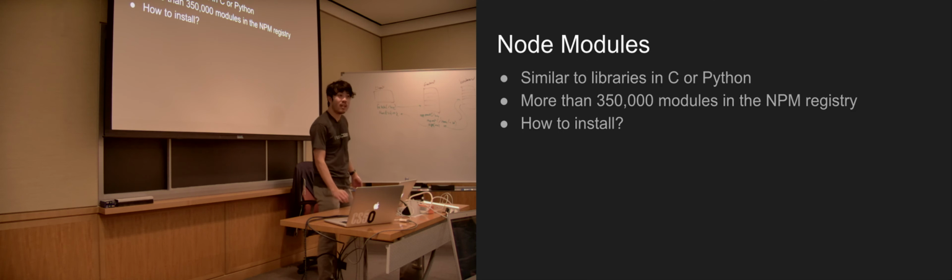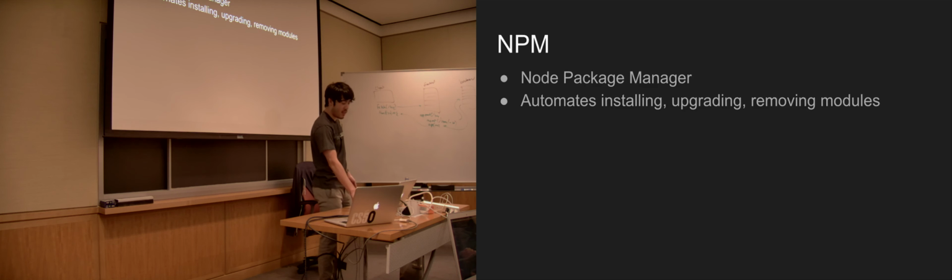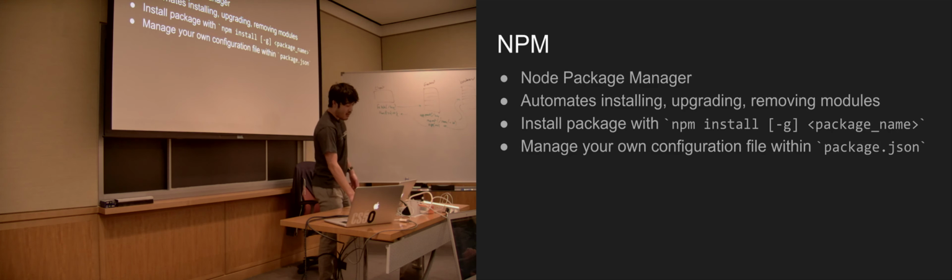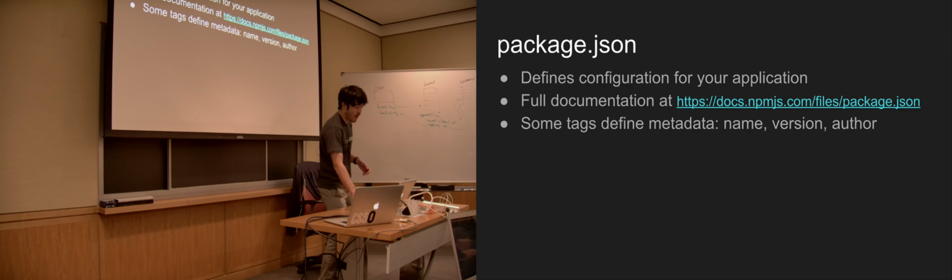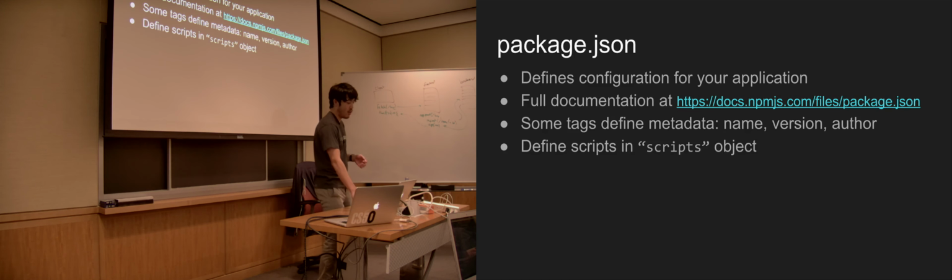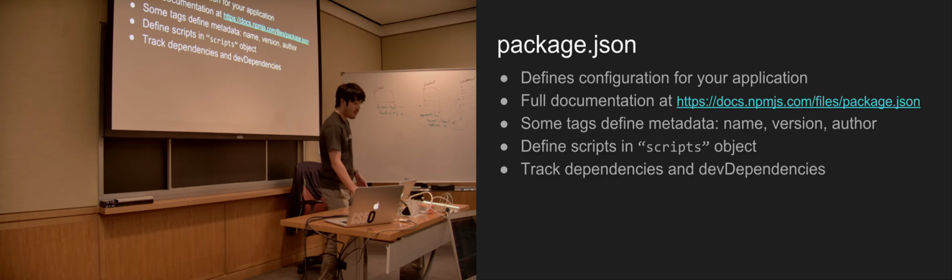How do we install them? With npm install. npm. What is package.json? It keeps dependencies. It keeps track of scripts. Other metadata. So it's like a configuration file for your application. So it keeps track of stuff like name, version, author, or scripts, or dependencies.